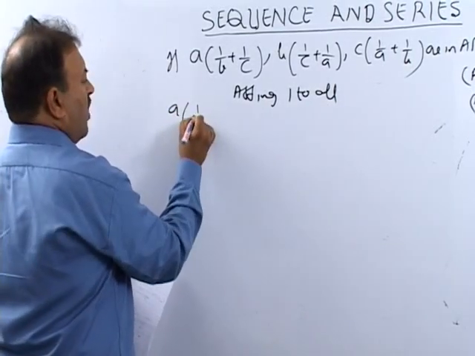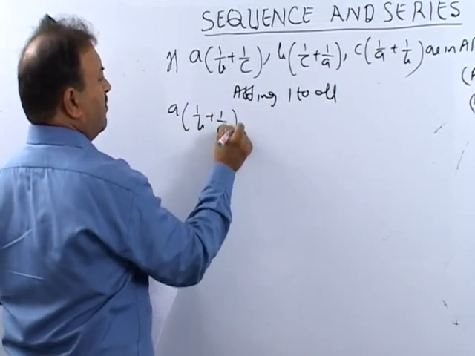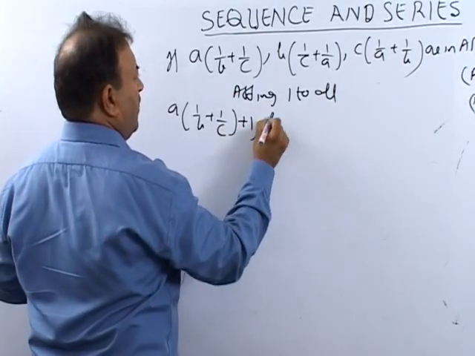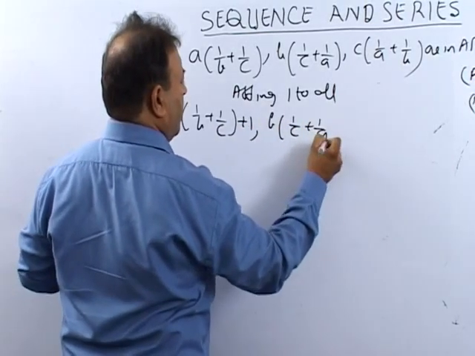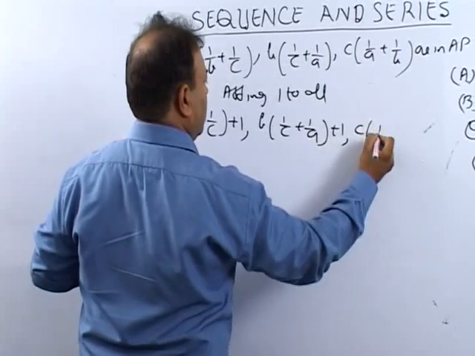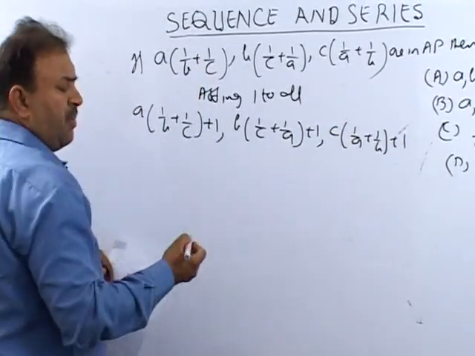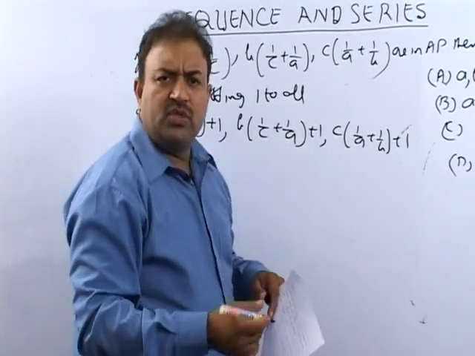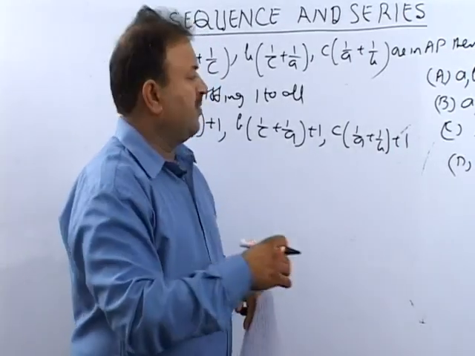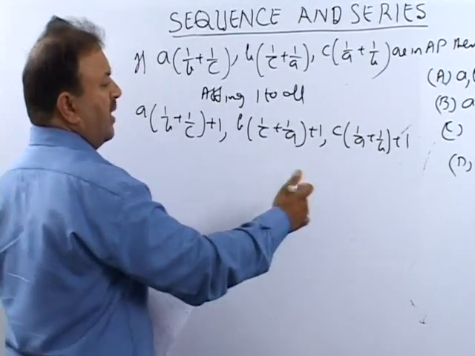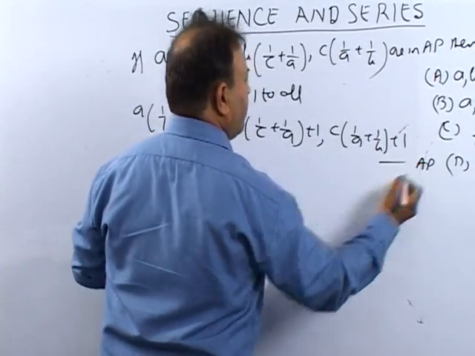It is A, 1 over B plus 1 over C plus 1, B, 1 upon C, 1 upon A plus 1, C, 1 upon A, 1 upon B plus 1. अभी हमने क्या किया, जो मर्जी एड अप करें, जो मर्जी सब्ट्रैक्ट करें, in every term the resultant sequence will remain in an AP. So this is in AP.